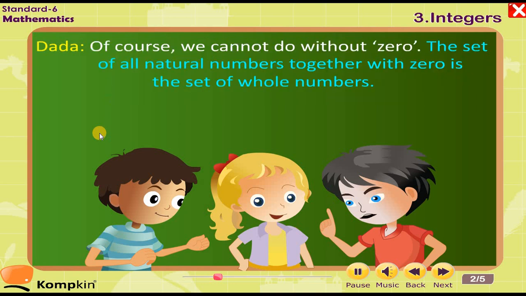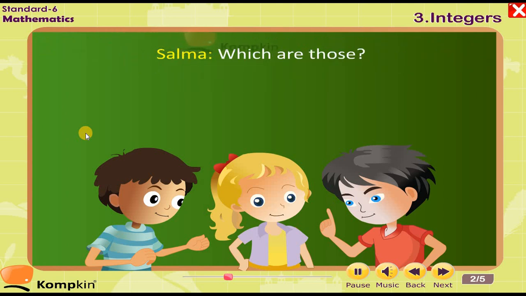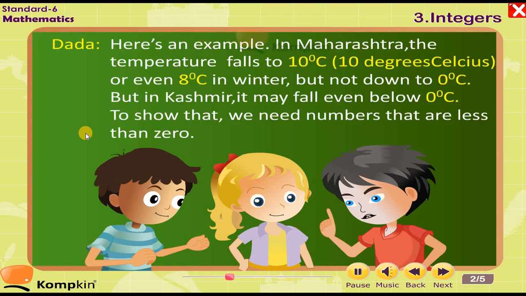Dada, of course we cannot do without 0. The set of all natural numbers together with 0 is the set of whole numbers. Whole numbers: 0, 1, 2, 3, 467, 468, 23,105 and so on. We need to use some other numbers which are not there in this group. Salma, which are those? Dada, here's an example.